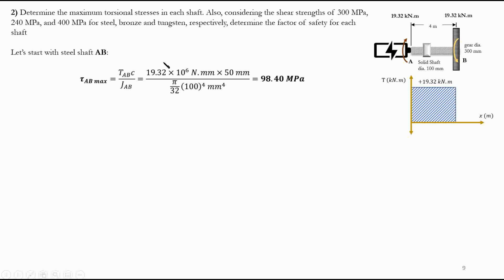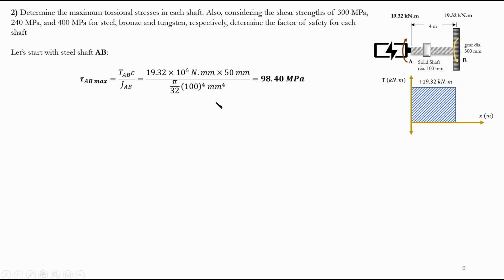What is T from the diagram? We know it. 19.32 times 10 to the power of 6 Newton millimeters, right? Again, we know the conversion, 19.32 kilonewton meters or 19.32 times 10 to the power of 6 Newton millimeters, okay? Multiplied by C value, right? What is C? This is the radius, right? The maximum radius, y max, because we are looking for the maximum shear stress. So the maximum radius is 100 divided by 2, or basically 50 millimeters that we have.